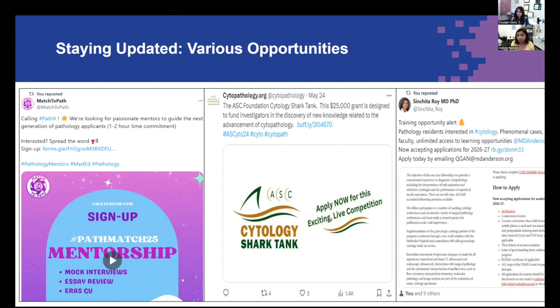Second is from the American Society of Cytopathology, which is calling for the Shark Tank Cytology Foundation competition, which provides a grant of up to $25,000. Similarly, like Dr. Bora mentioned in the prior slide, the third image shows a tweet by Dr. Sinchita Roy, where she announced the pathology fellowship training application for cytopathology at MD Anderson.